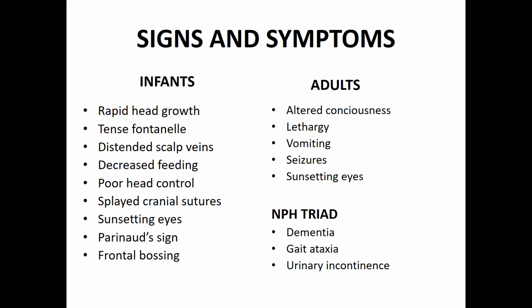So what is Parinaud sign? Parinaud sign is a combination of three things: there is an upward gaze palsy, there is convergence nystagmus, and the third thing is bilateral lid retraction.